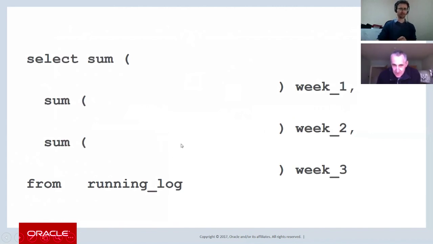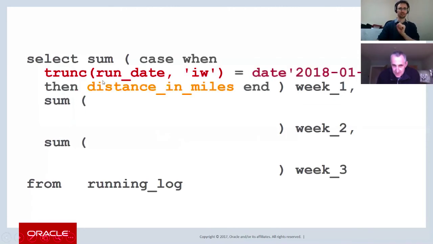So we look at the first week. The data set starts on the 1st of January, and it covers the next 3 weeks or so. I want to see if the running date, the date of the run log, is in the week that starts the 1st of January. And we can do that using this TRUNC function. And this IW format returns the start of the ISO week, which is the Monday of that week.